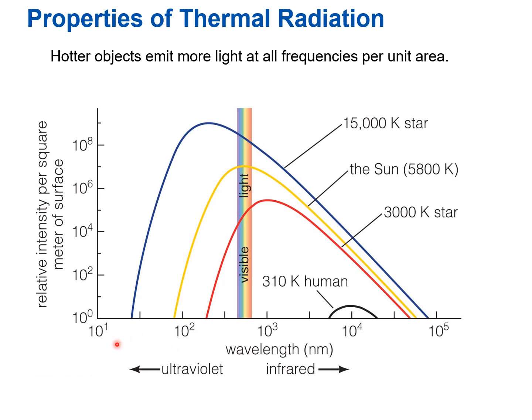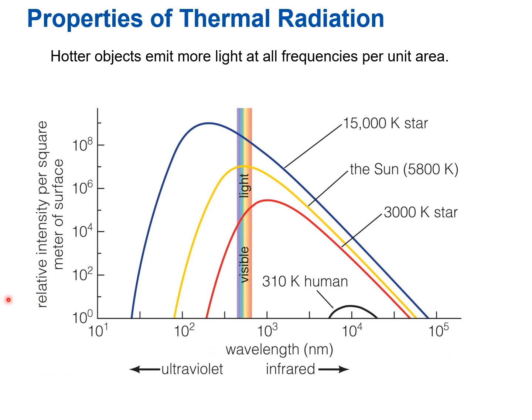And notice on the axis we have 10 to the first, that's 10 nanometers, 100 nanometers, that's going to be in the ultraviolet. And there's the visible light, so we have 1,000 nanometers. Now we're getting into longer wavelengths that are in the infrared, 10,000, which is 10 to the fourth, and 100,000, which is 10 to the fifth.